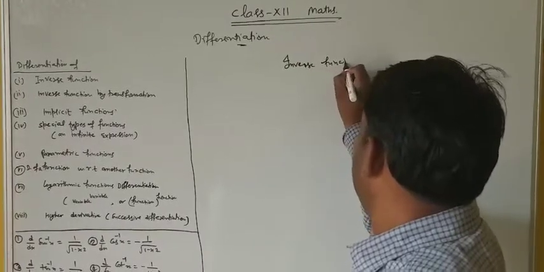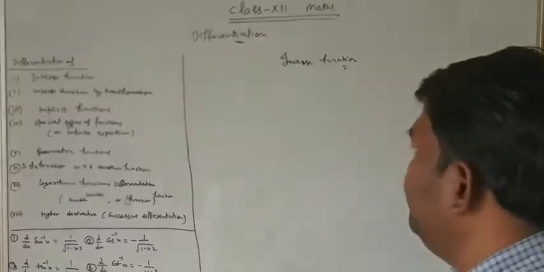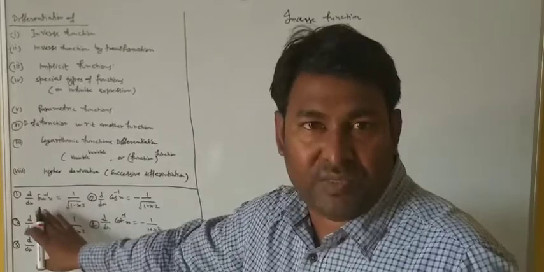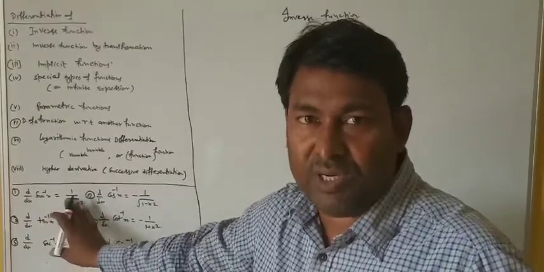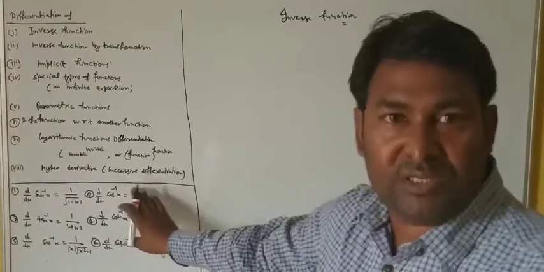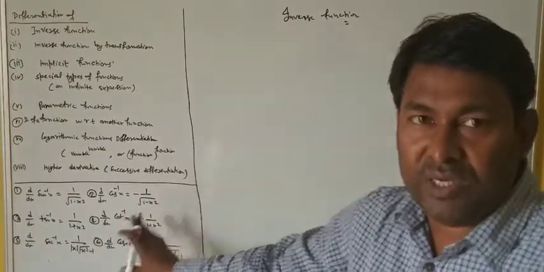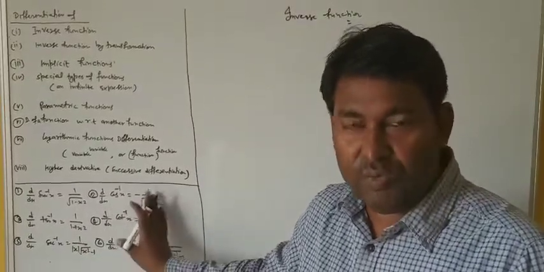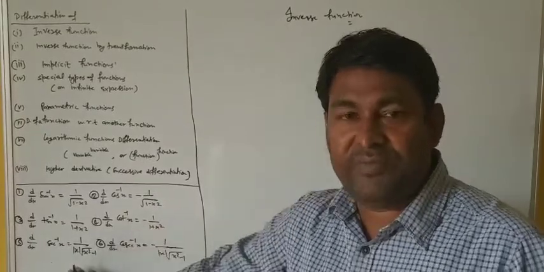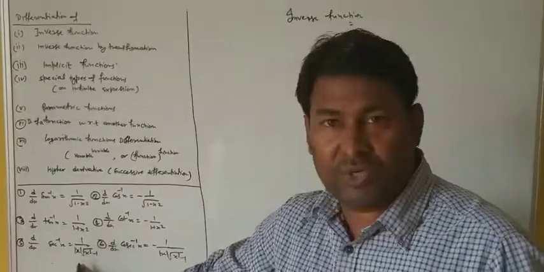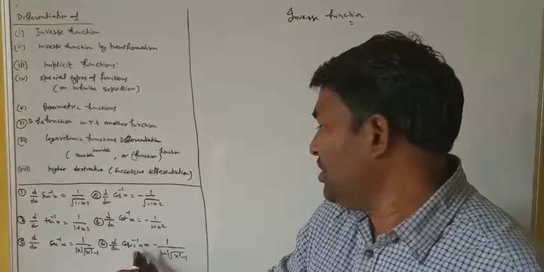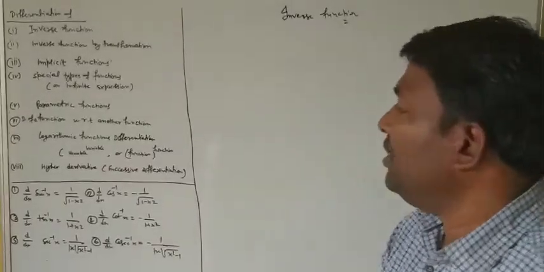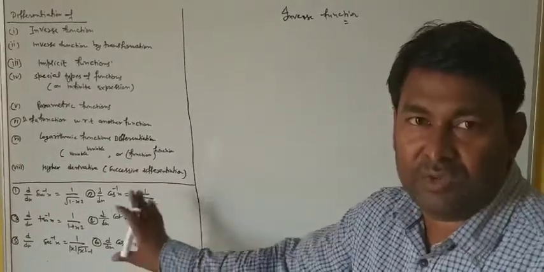Inverse function. As you know, some formulae of differentiation of inverse functions are written here. d by dx of sin inverse x is 1 upon under root 1 minus x square. Differentiation of cos inverse x is minus 1 upon under root 1 minus x square. Differentiation of tan inverse x is 1 upon 1 plus x square. Differentiation of cot inverse x is minus 1 upon 1 plus x square. Differentiation of sec inverse x is 1 upon mod of x under root x square minus 1. Differentiation of cosec inverse x is minus 1 upon mod x under root x square minus 1. So you need to learn these formulae, then only you can apply them.